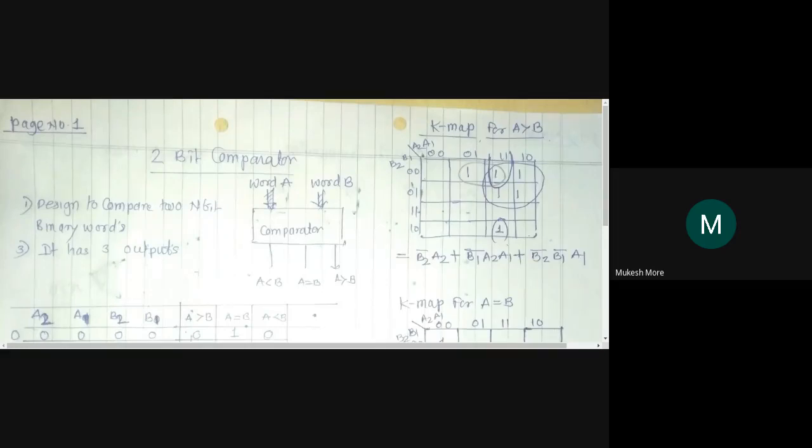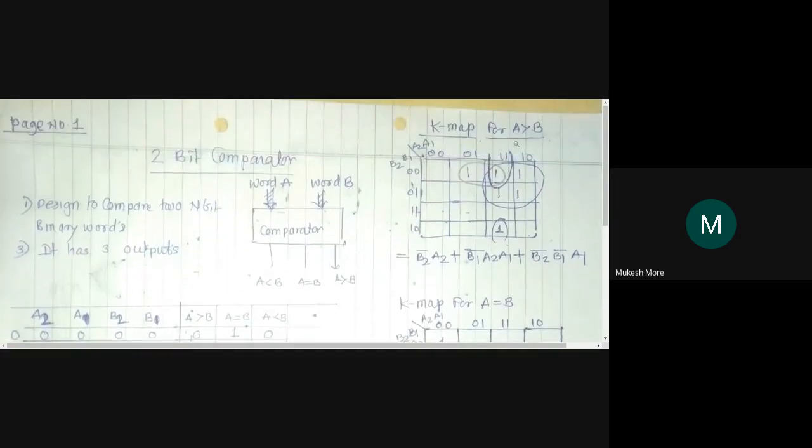Now in this case, A1, A2 is on the column side and B1, B2 is on the down side or row side. Okay. Now I will take just the first example. We are plotting the K-map for A greater than B. Just refer to the table column for A greater than B, where 1 is present.